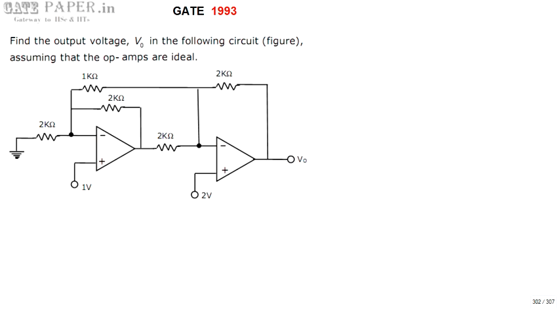Hello, we are discussing the GATE 1993 ECE paper, and this question is related to analog circuits. Look at the circuit diagram consisting of two operational amplifiers. You need to find V0 if they are ideal. Given ideal operational amplifiers, you are going to calculate the output voltage V0.